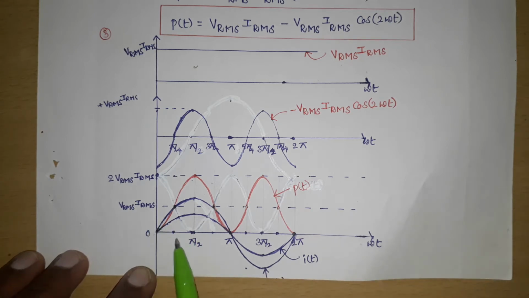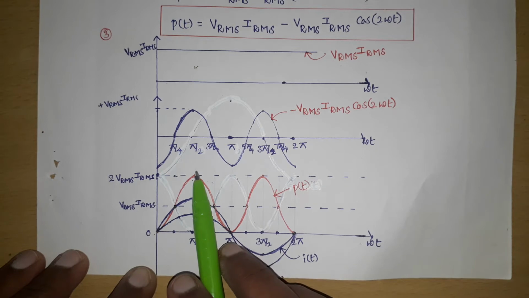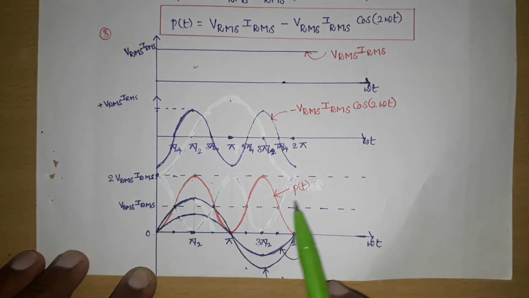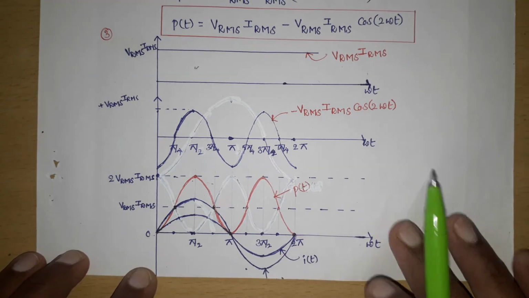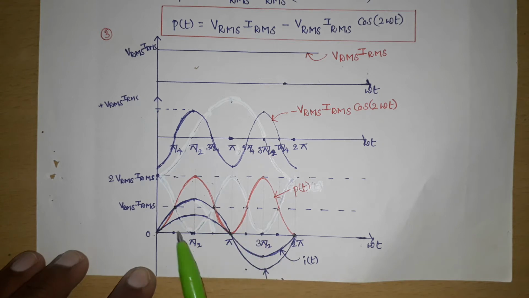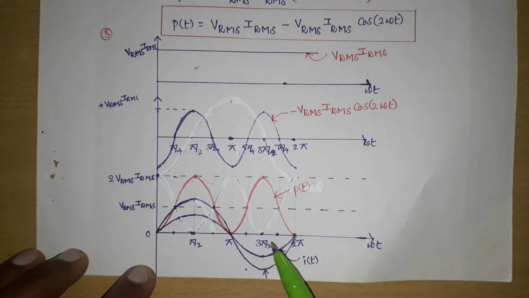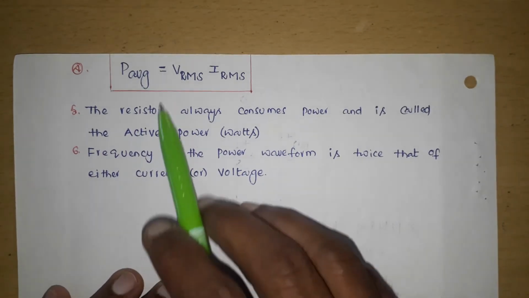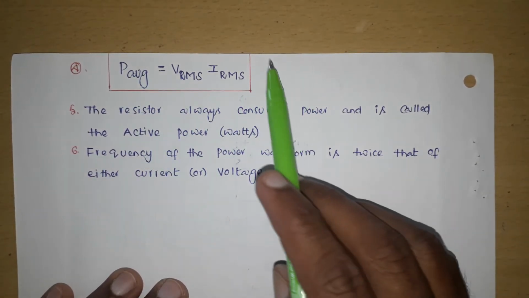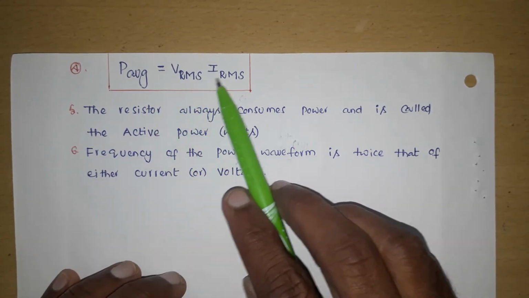The minimum value of the power is 0. The different values here are 0, VRMS IRMS and 2 VRMS IRMS. So the maximum value of the power taken by the resistor is 2 times VRMS IRMS. If voltage and current complete one cycle, the power waveform in the resistor completes 2 cycles, which means the frequency of the power in the resistor is twice the frequency of the voltage or current. If we solve for average power, whatever power waveform we got, if we find the average value of that, we get VRMS IRMS.